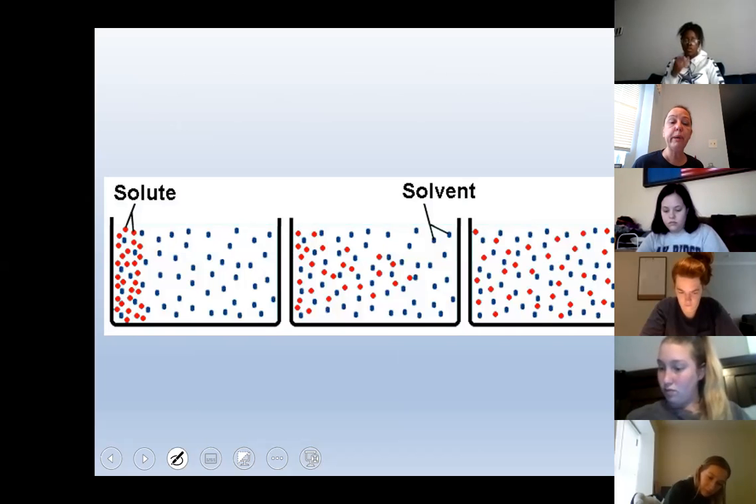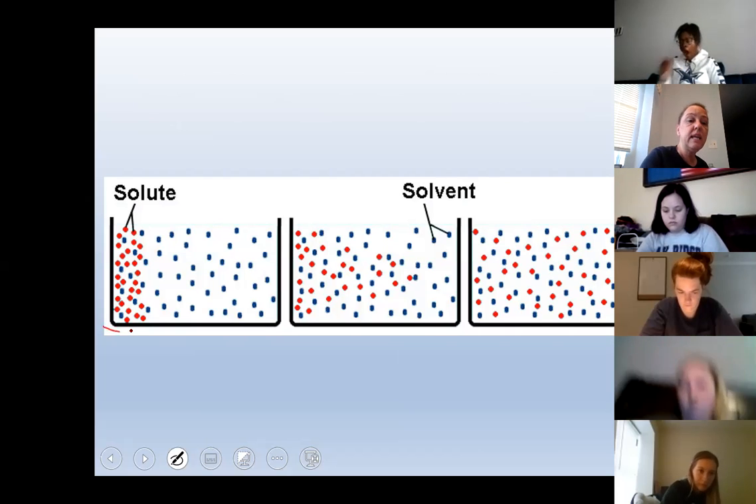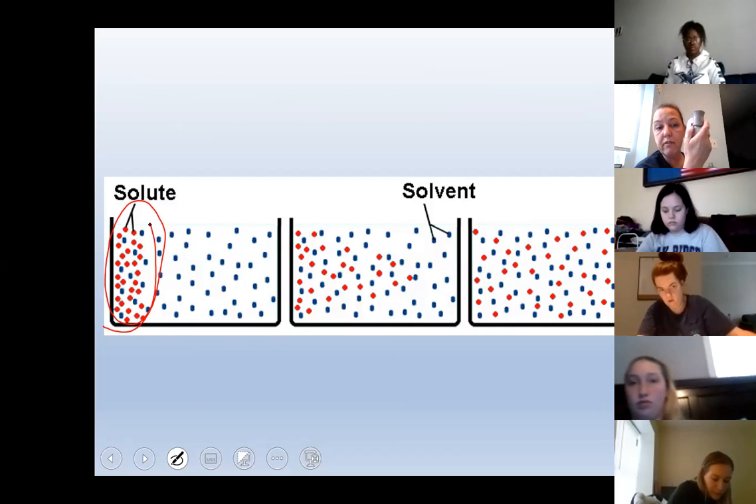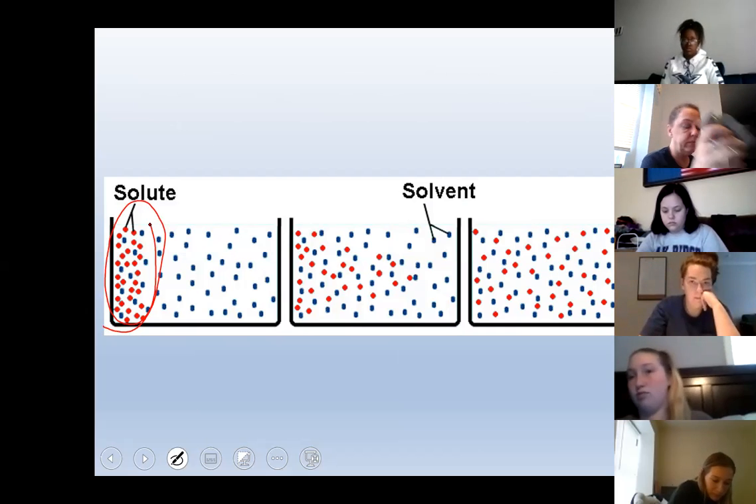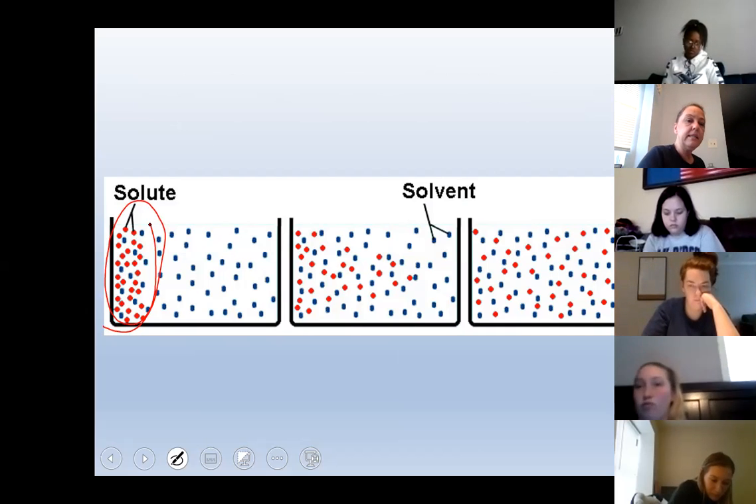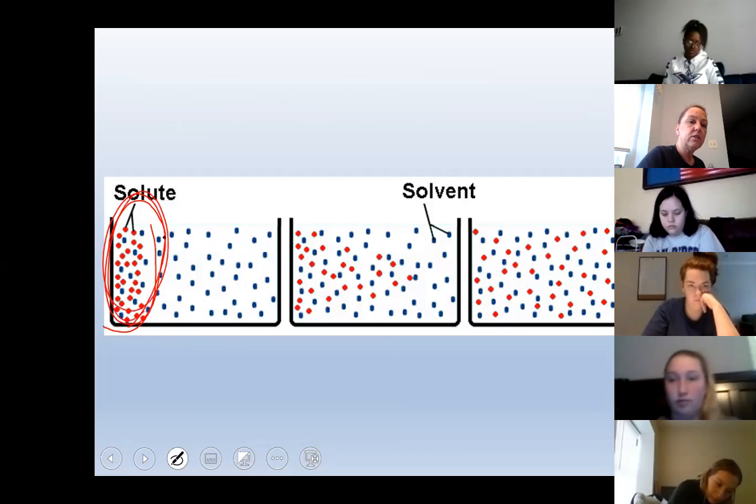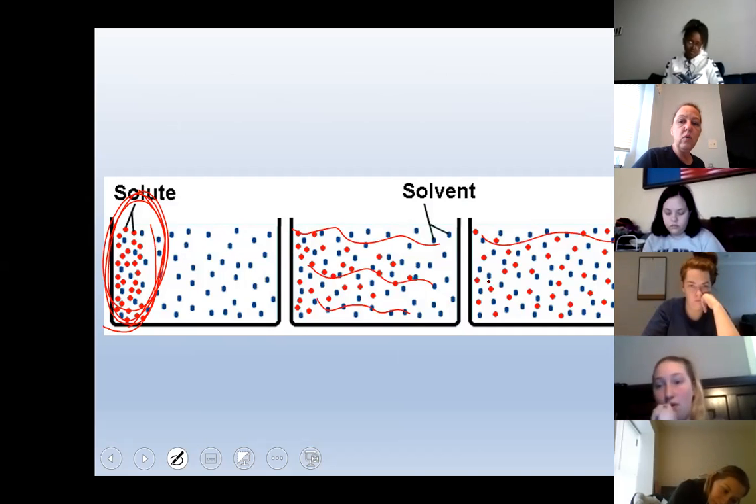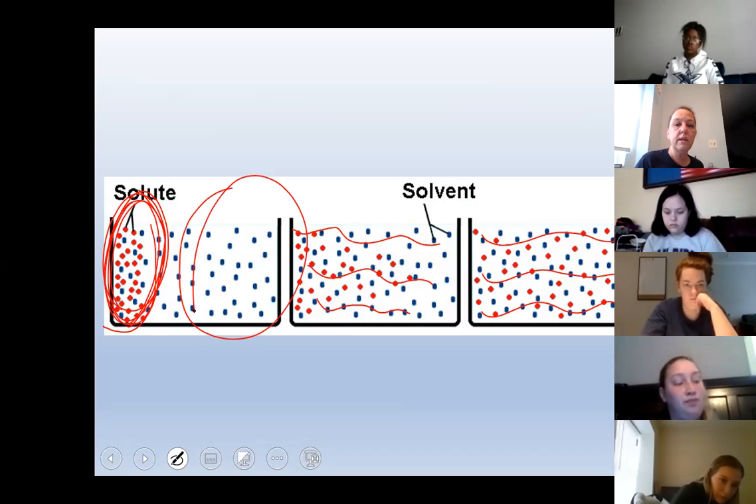Here's a couple of other pictures. So if we look at this, the little red molecules are the smell coming out of my wallflower. As it's coming out, we are very, very concentrated. And then as it spreads throughout the room and is equally dispersed, we've gone from high to low concentration. Diffusion.